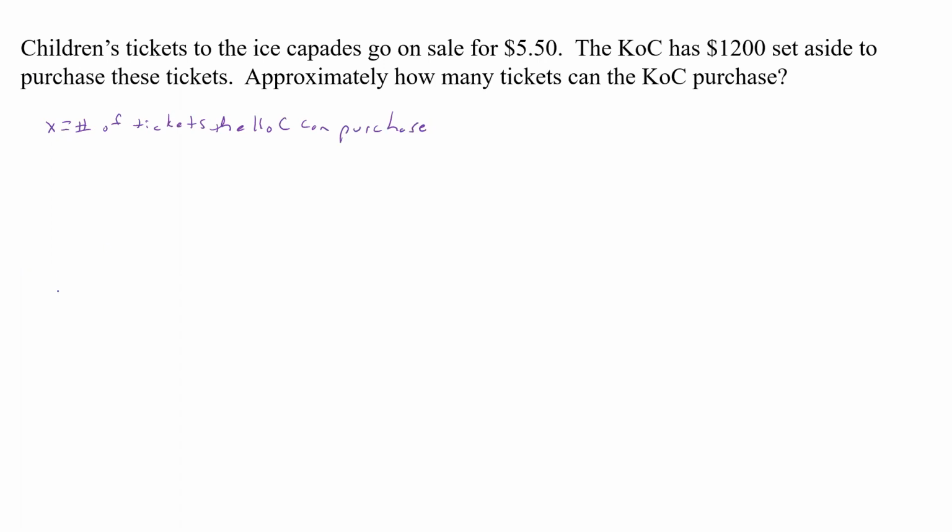And so what we're going to do is we're going to take the price, 5.5, and we can drop that 0 because the fewer numbers we have in a problem, the easier. And that's times X. So each ticket costs $5.50. So if we take that times X, and we know they have a total of $1,200, we have a simple equation. All we have to do is divide 1,200 by 5.5. So when we do that, that cancels that, and we get X equals 1,200 divided by 5.5.